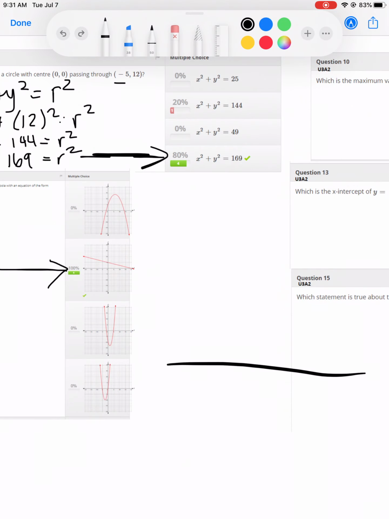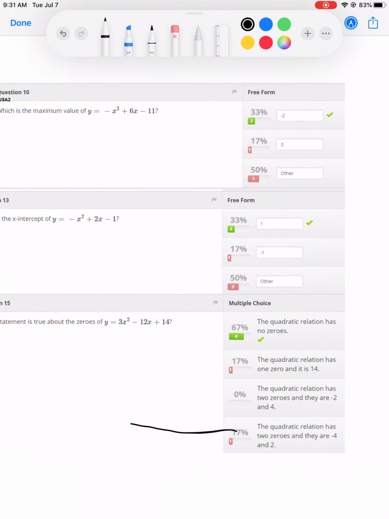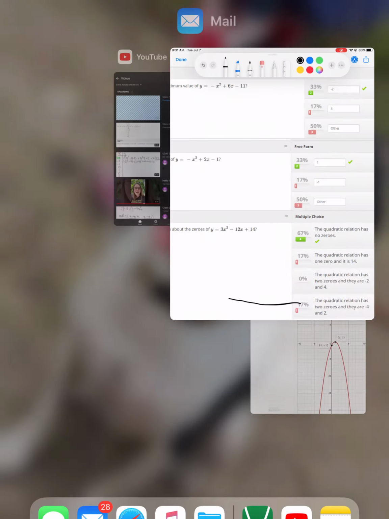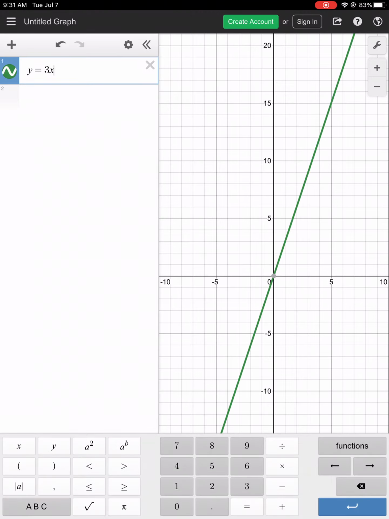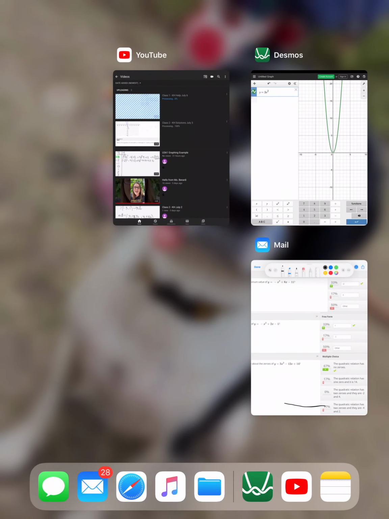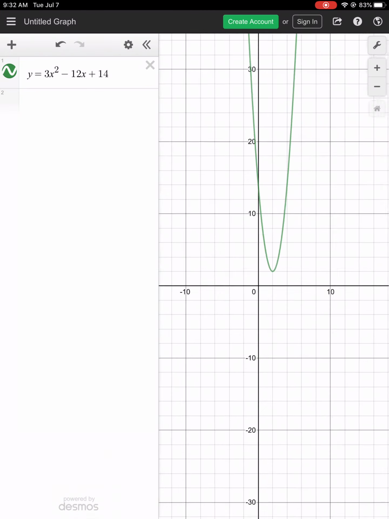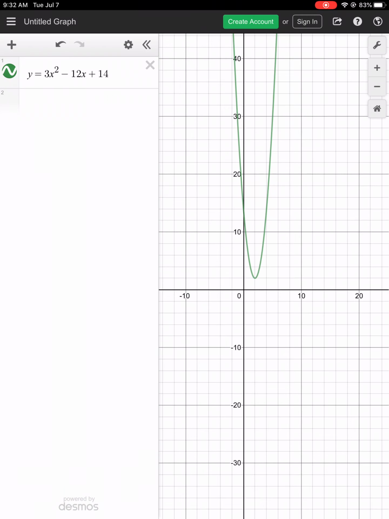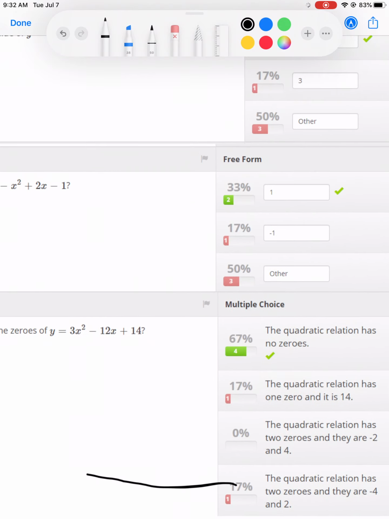And then which statement is true about the zeros? That's driving me nuts. Okay, so let's just go. Y is equal to 3x squared minus 12x plus 14. Okay, so take a look. What's true about them, as you can see, here my zeros are along my x-axis, and it doesn't go through it. So the quadratic relation has no zeros. Okay? So good for you guys for getting that.